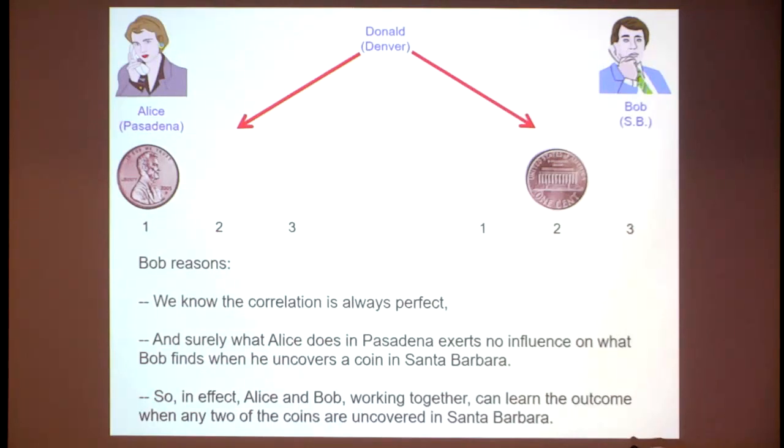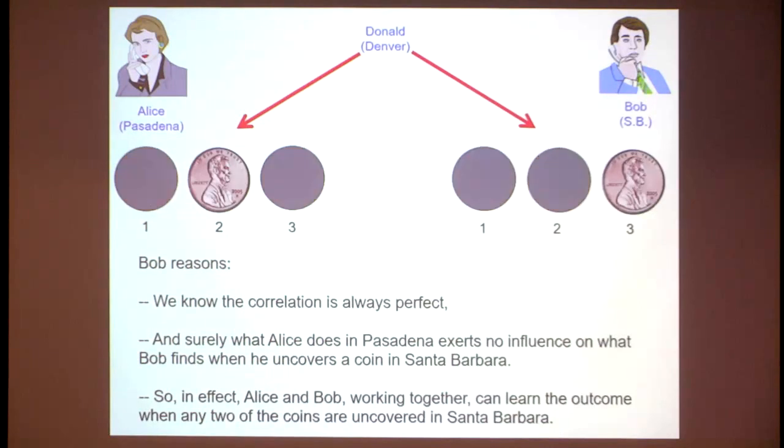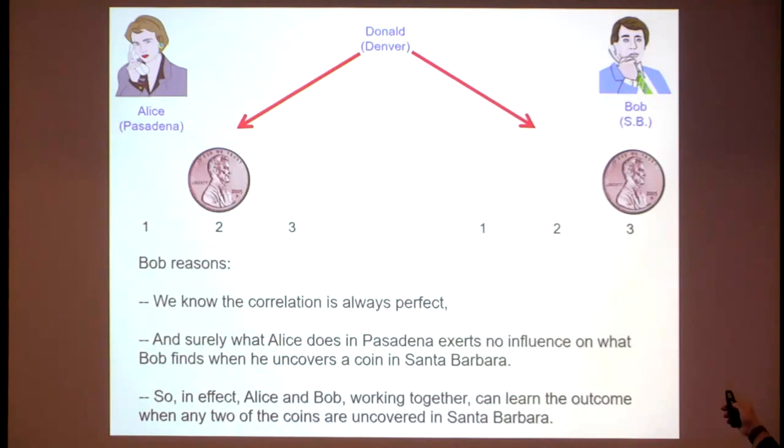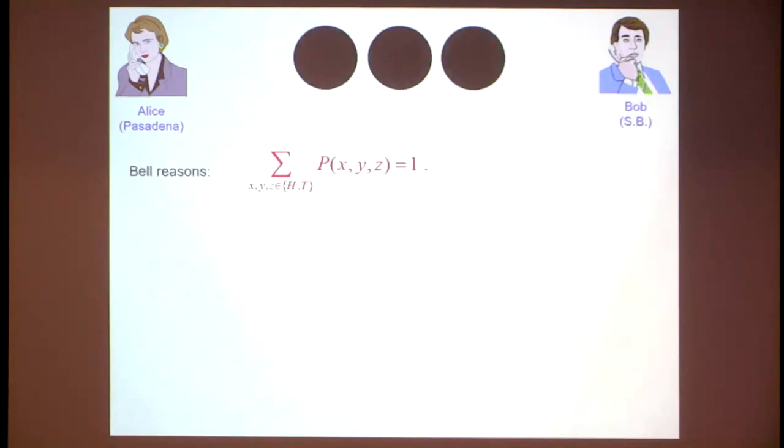Bob uncovers coin number 2, so we know what Alice would have found. And this time, you get the idea. Bob uncovered 3, so we know what Alice would have found if she'd uncovered 3, but she uncovers 2 instead. Okay. So they're talking to this guy, Bell, and they explain how the coins work.